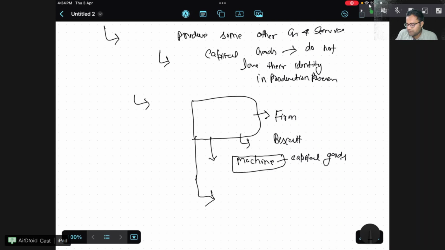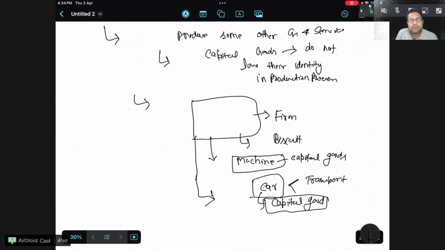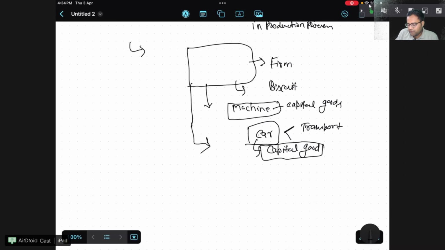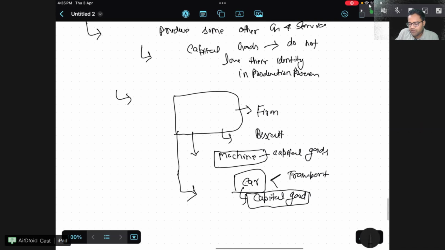Another example of capital goods: let's say you purchase a car in order to give transport services. So this car would become a capital good for you, because you are using this car for providing transport services to others. You are using this car for Ola, Uber, you can go with anyone. So these are the final goods. I hope you are getting the meaning of what the final goods are, what the intermediate goods are, and what the capital goods are.